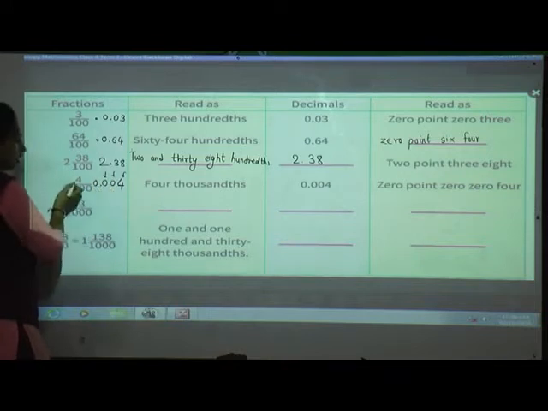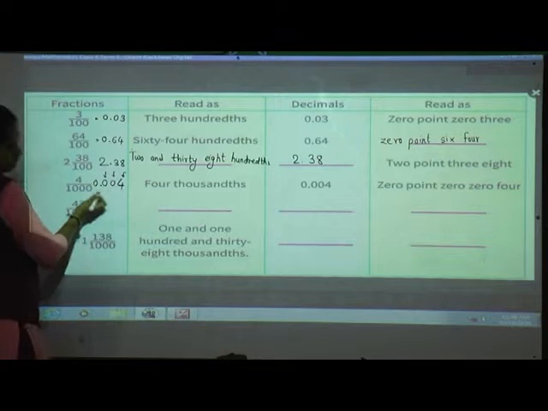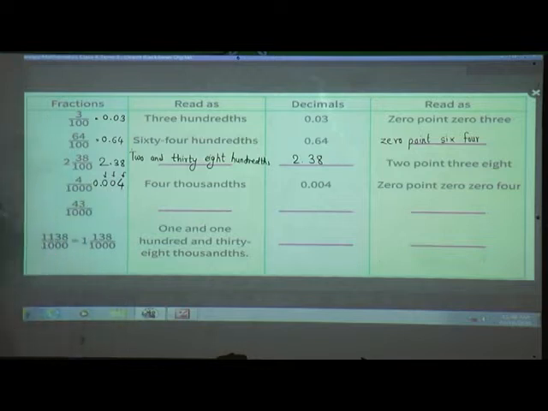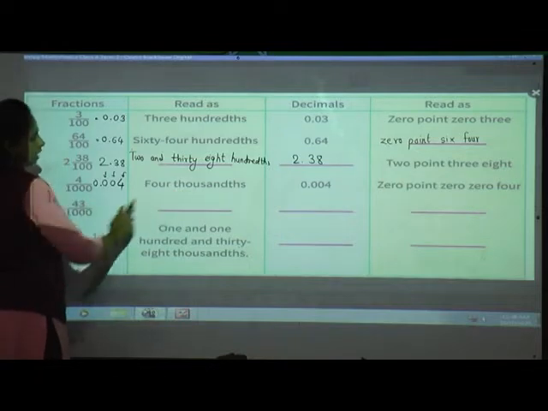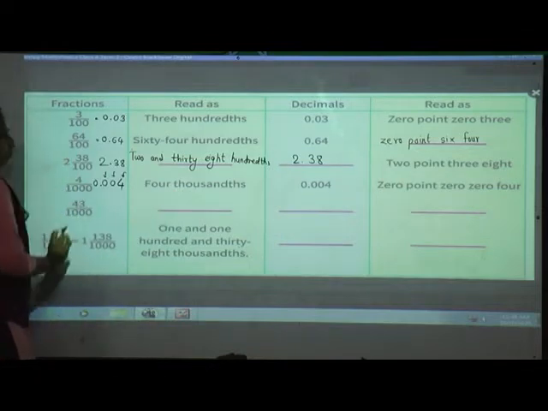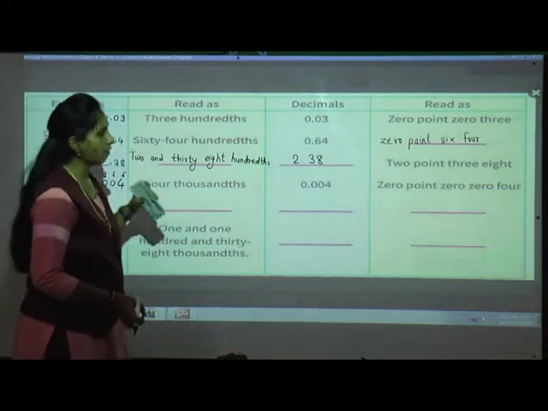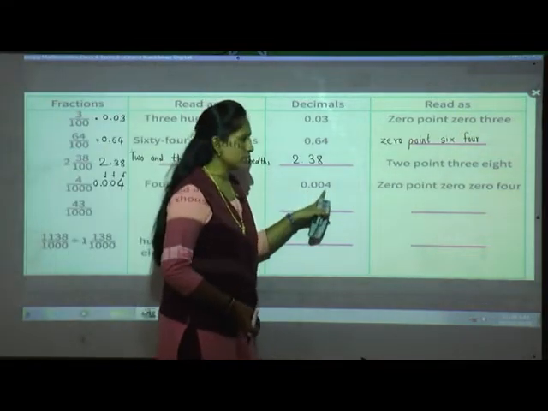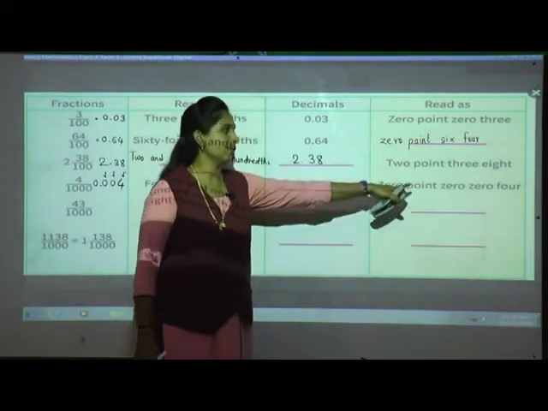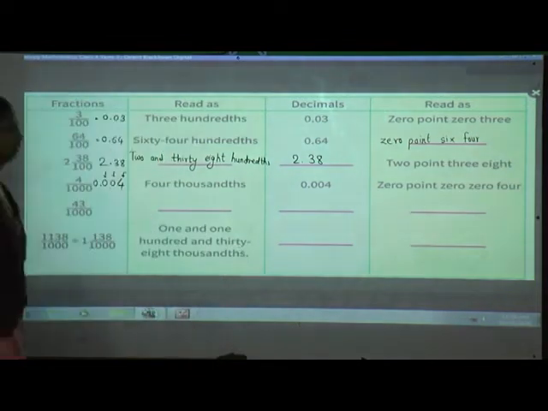Nothing is there. They have not given anything in the place of tens and hundreds. So place 0 0, then point 0. So this is what? 4 thousandths. So in decimal how do we write? 0.004. So 0.004. Clear? Yes.